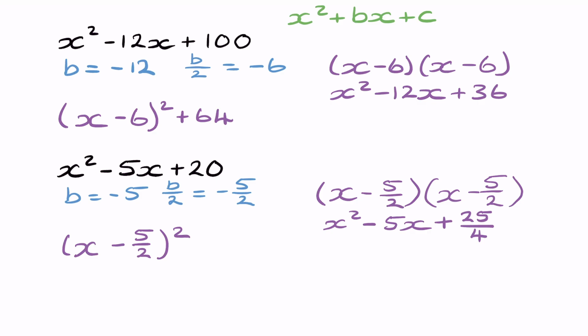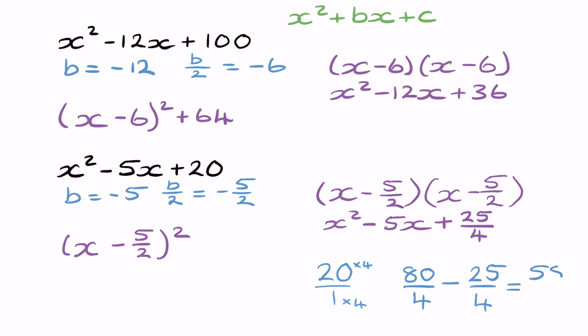Now the way I do this is if I take a look at what I originally wanted, a positive 20. We need to figure out what we need to add to 25 over 4 to get 20. The best way to do that is to change 20 into fractional form by putting it over 1, and then we're going to make the denominator 4. So to make the denominator 4, multiply the bottom by 4 and the top by 4. That means 20 over 1 becomes 80 over 4. Then we need to subtract the 25 over 4, and that gives us 55 over 4. And that's what we need to add to complete the square.